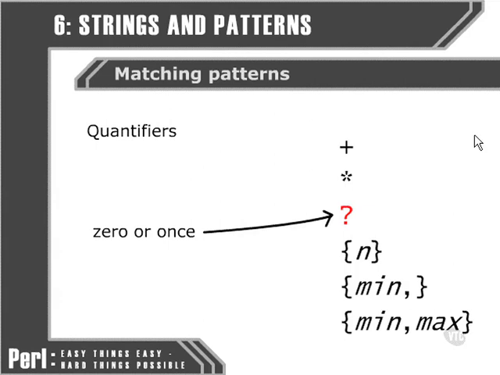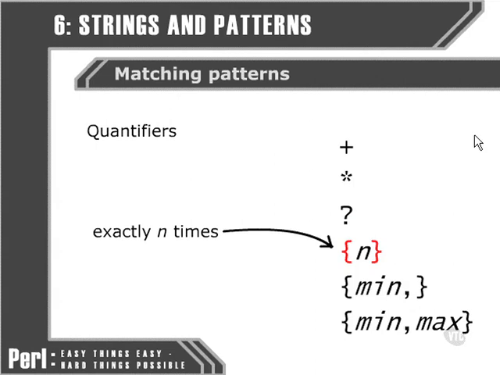We can also use the curly brackets, which in the context of regular expressions allow us to specify an exact number of times that we want the immediately preceding character to appear. So in the place of the letter N, we'd put in the number of times that we want that particular character to appear for our pattern.